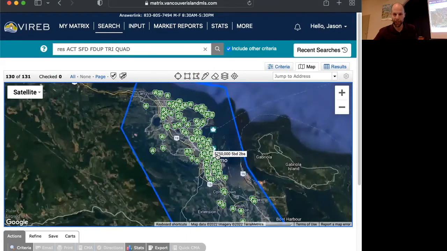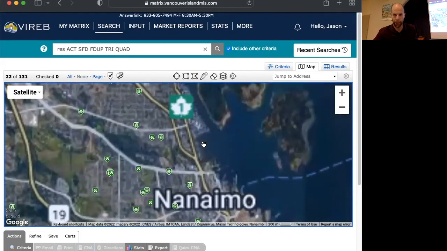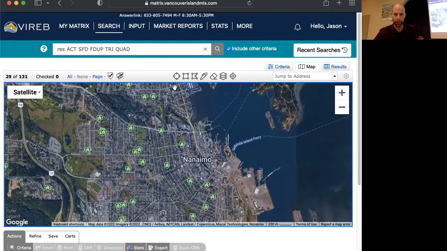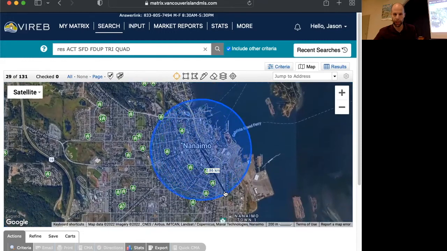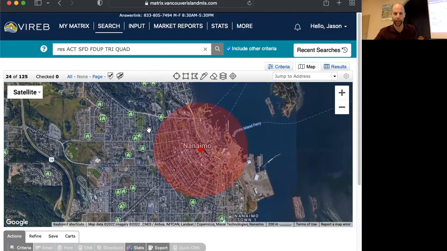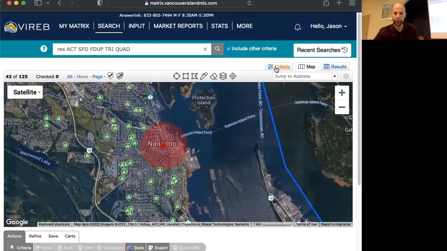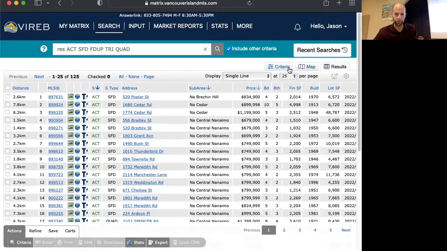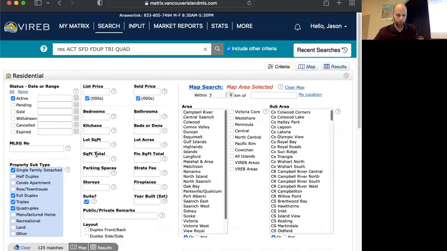Now we can also exclude areas. So nobody wants to invest in the downtown core. So let's say we don't want this area here. I'm not saying don't invest there. I'm just saying this is hypothetical. We can exclude the shape. So basically it's going to say we're not looking in that area. So that narrows the search, to about 125. So that's still too many.